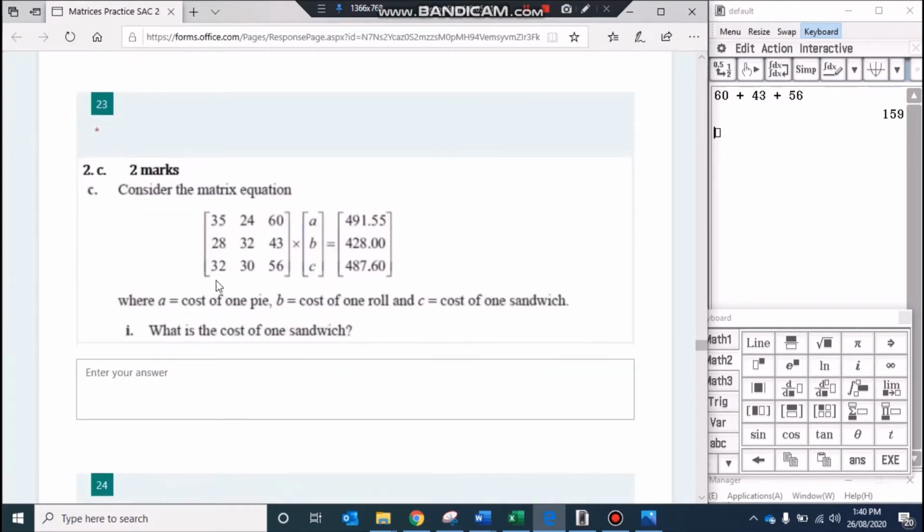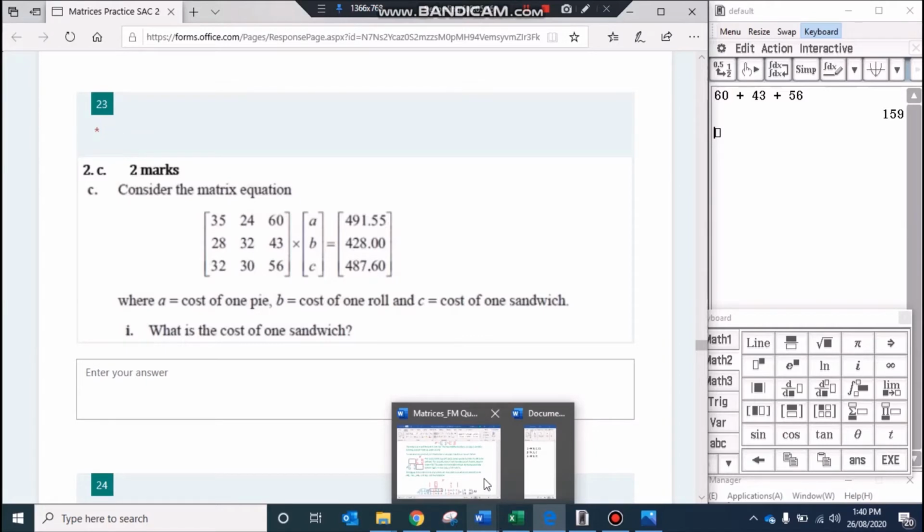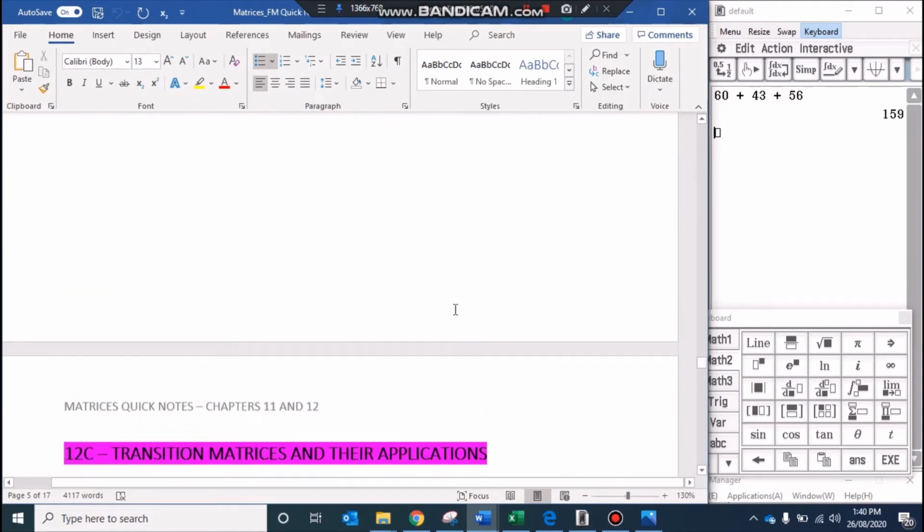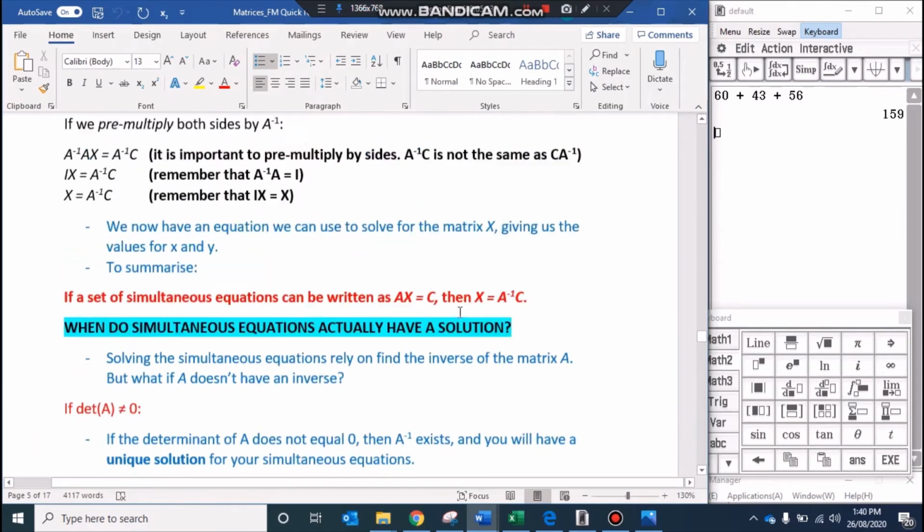Part C, we've got this matrix equation here, where A is the cost of a pie, B is the cost of a roll, and C is the cost of a sandwich. We want to find out what is the cost of a sandwich. So essentially what we need to do is we need to solve for A, B, and C. Now, hopefully, immediately we can recognize that this is a system of linear simultaneous equations. Let's check our notes for simultaneous equations and how we can solve them.